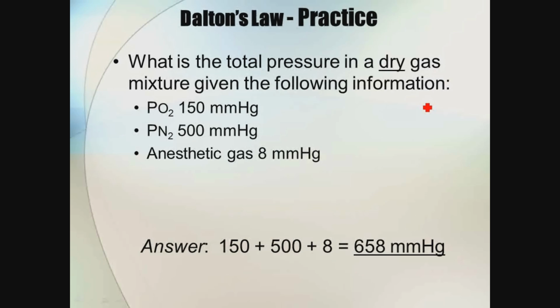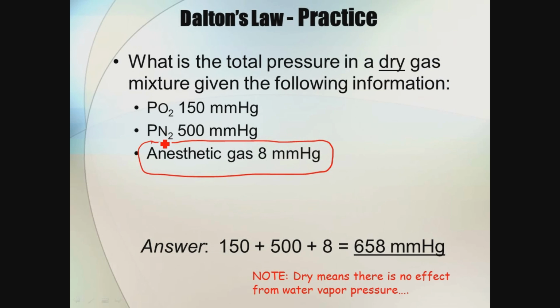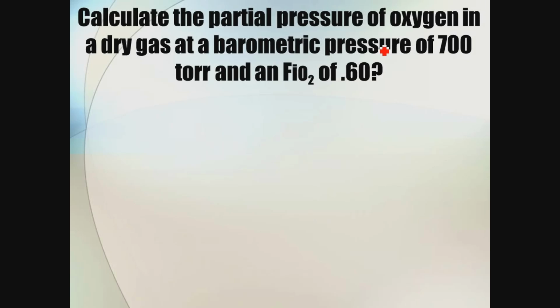658 millimeters of mercury. Probably don't realize this, but when they give you anesthesia through an inhalational anesthetic agent, like nitrous, it exerts a partial pressure the same way as any other gas does. And that's how they regulate how much is being delivered, by regulating the percentage of anesthetic gas that is utilized. And dry, again, implies that we're not taking into account water vapor. This is just, again, dry gas, so I don't have to worry about water vapor.